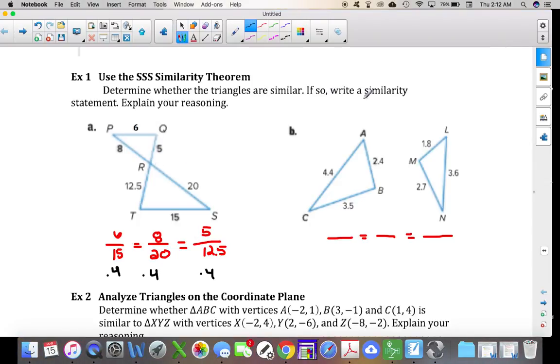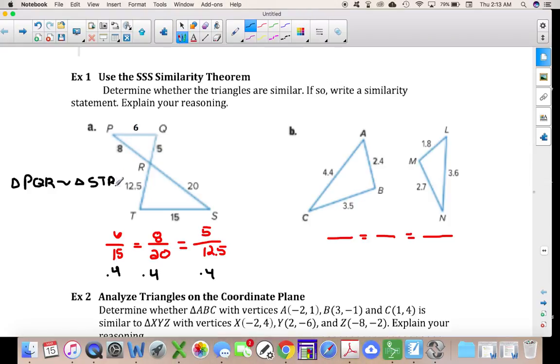So they want us to write a similarity statement. So we would say that triangle PQR is similar, that's supposed to be a little squiggly, similar to triangle. P goes with S, so we'll start with S. Q goes with T, so STR is how you want to write that.